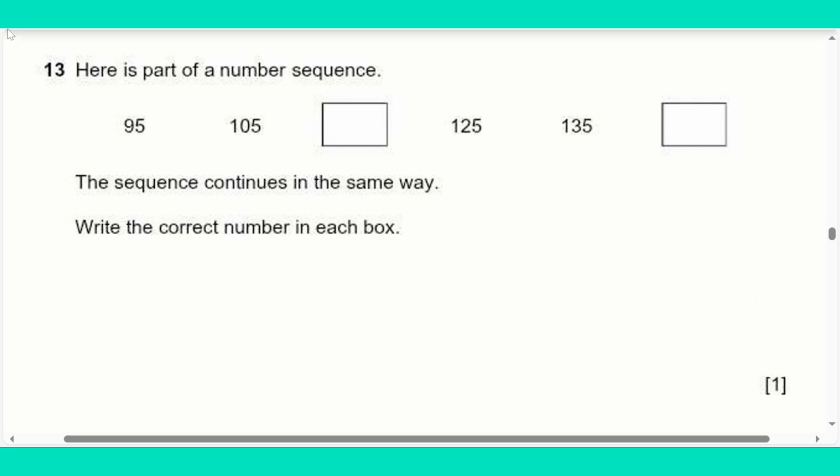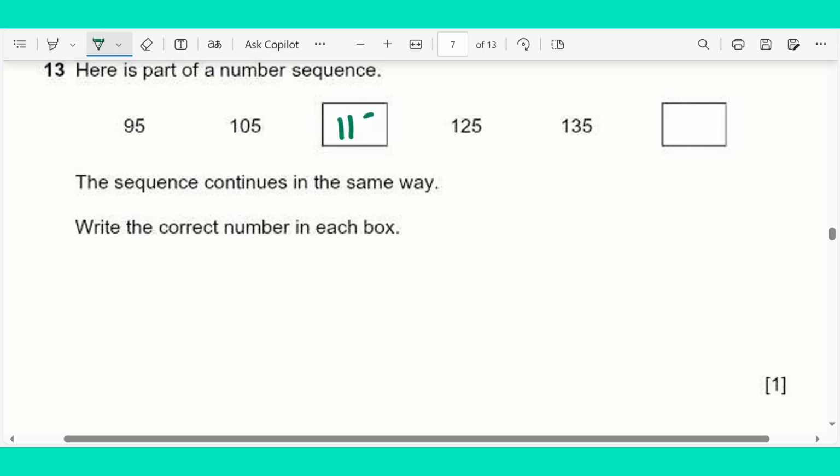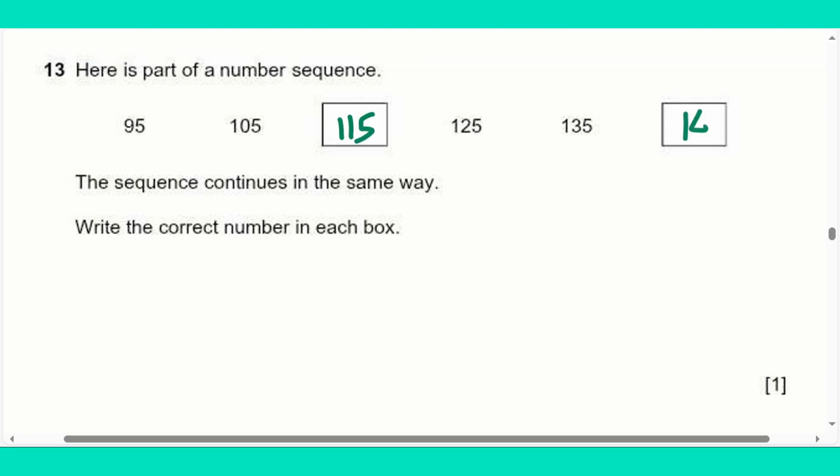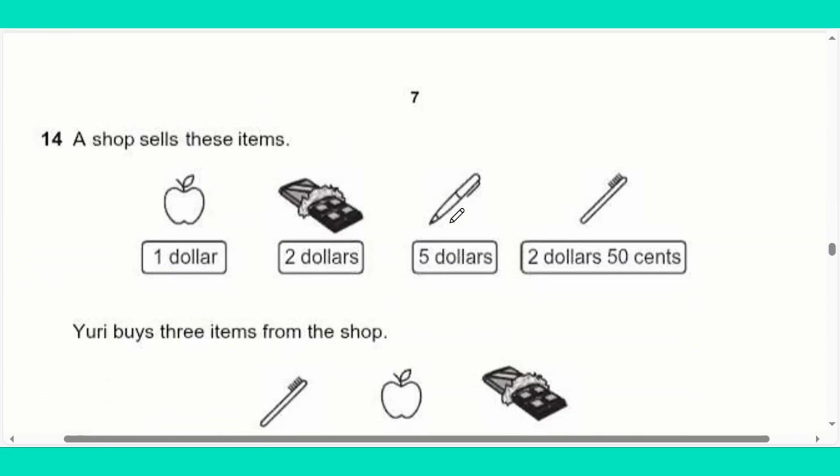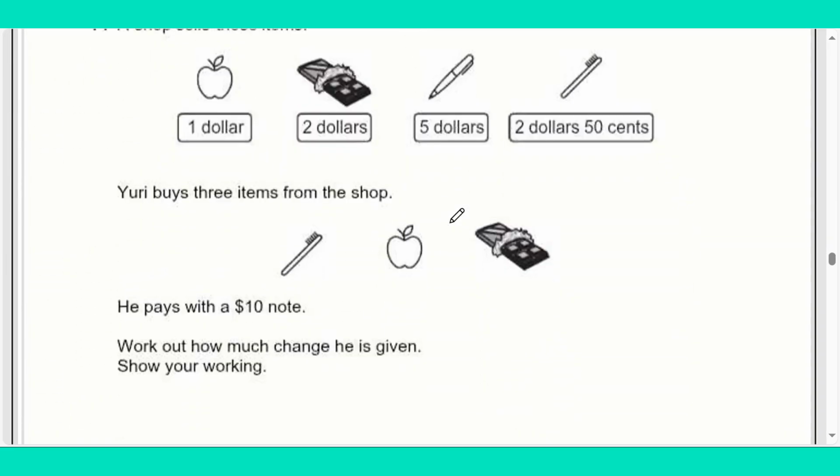Okay, the answer for this will be 115 and 145. Did you get this correct? How does it work? We just have to add 10 to get the next number in the sequence. Okay guys, 10, 10, 10, 10, 10. Let's move on.